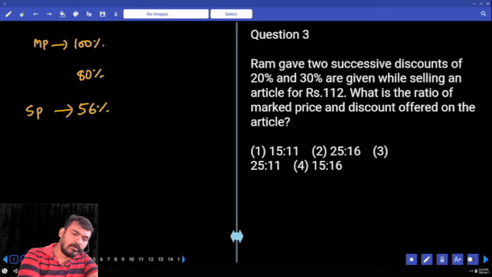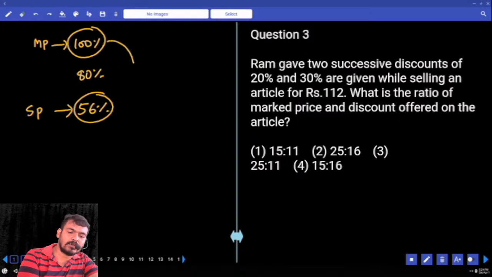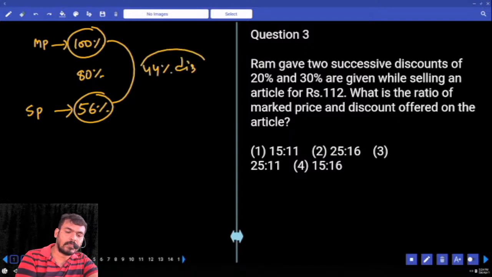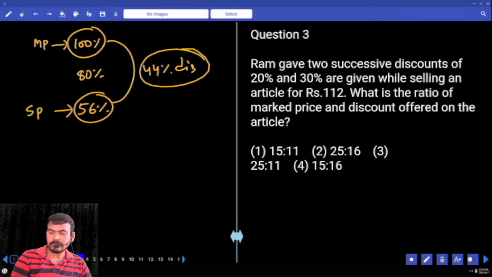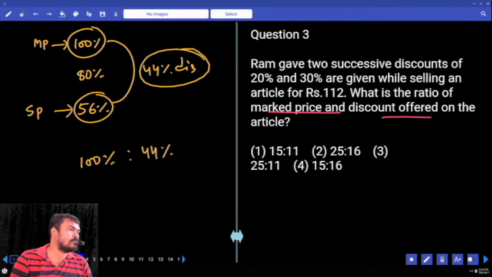That 56% is selling price or cost price? Selling price. What is the market price value? 100%. What is the selling price value? 56%. What is the discount percentage? 44%. What is the question here? Ratio of market price and discount offered. What is the market price value? 100%. What is the discount value? 44%. What is the ratio? 25:11.